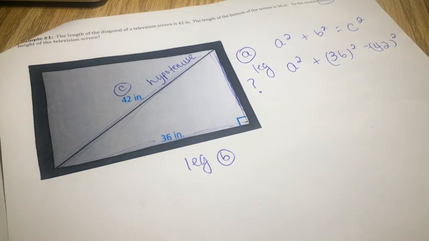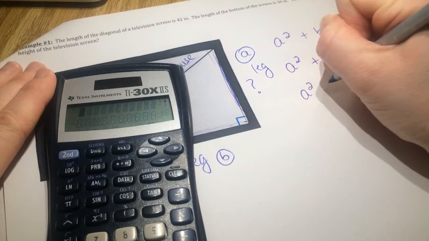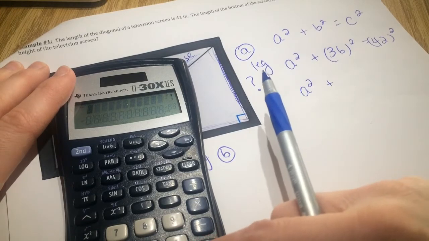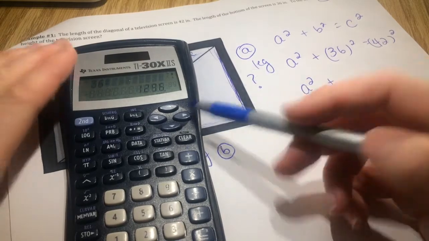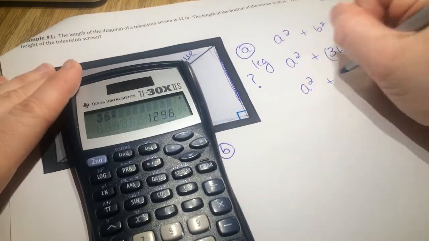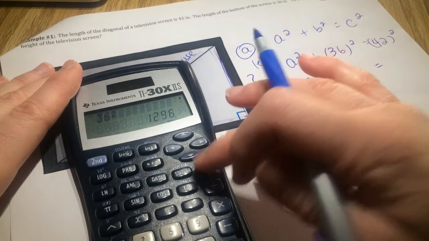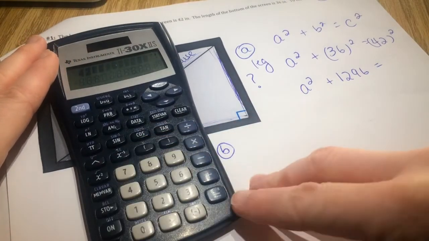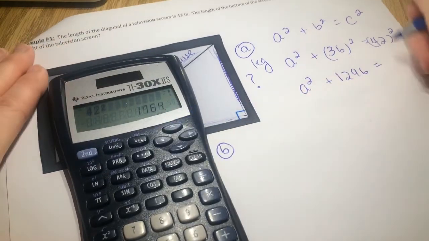Remember I said you can use your calculator. We have our calculator out. We have to recopy a squared because we don't know what it is. In the calculator, we're going to do 36 squared, which equals 1,296. Bring down your equal sign, and then we need to do 42 squared, which equals 1,764.